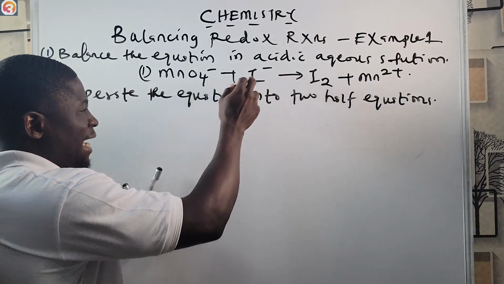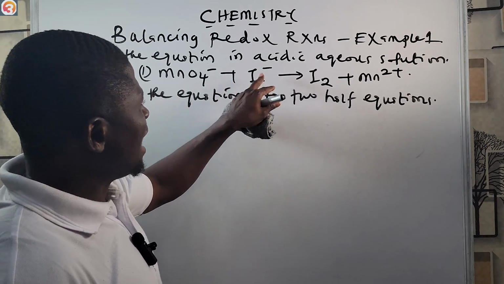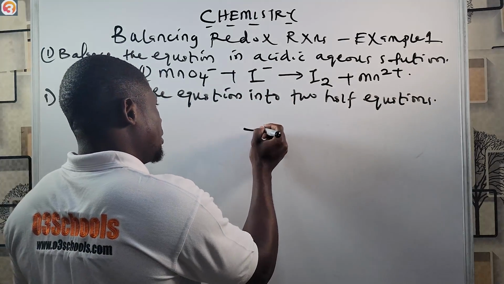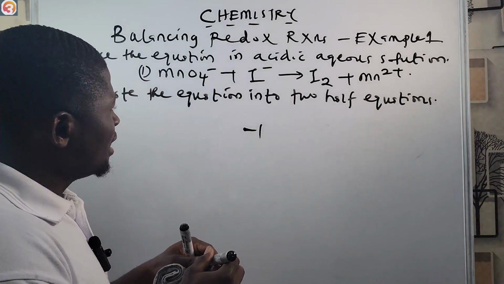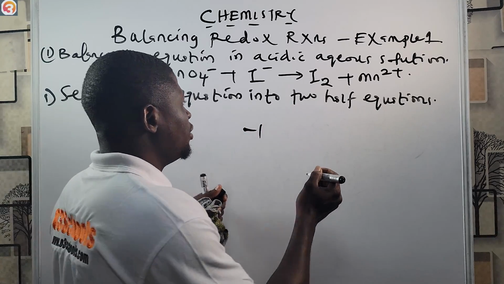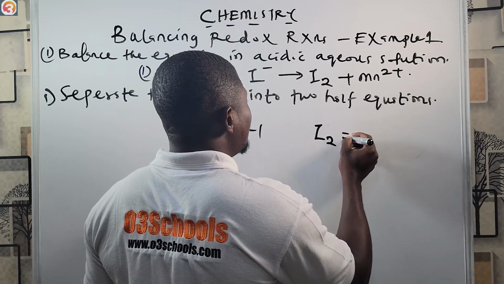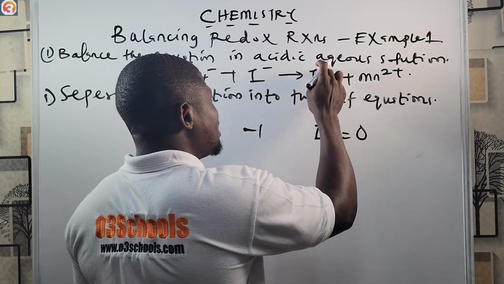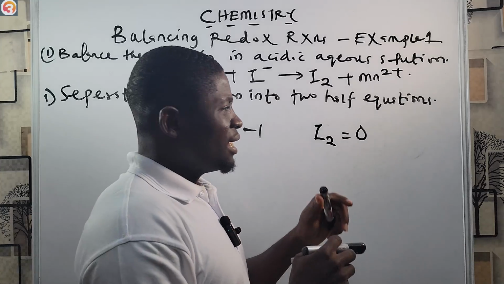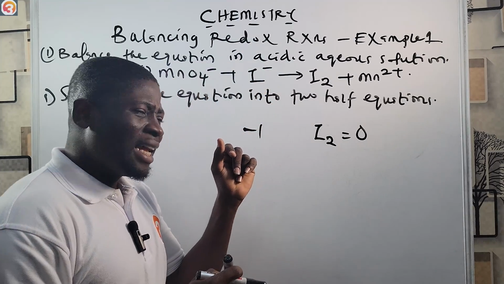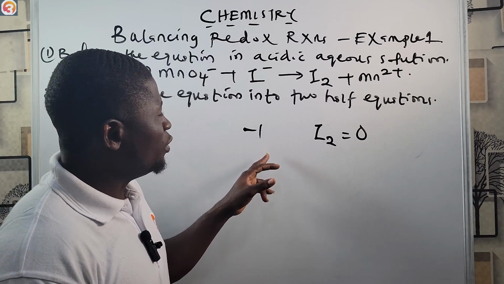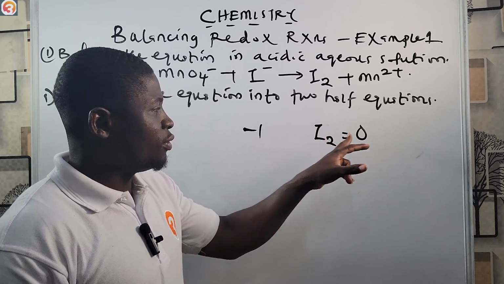Let's look at iodine. What is the oxidation number of iodine here? It's -1, as you can see. Now, check the product side: iodine is here as I2, and the charge here is now 0, because it is an element in the free state. That means this iodine increased in oxidation number, from -1 to 0.